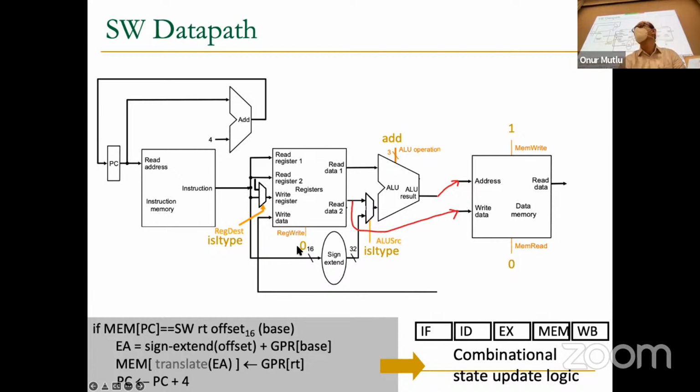Does that make sense? I just slightly modified the load word data path, basically. Of course, load word had this connection over here, and we wrote to the register. Okay, so now we know how to do load and store.